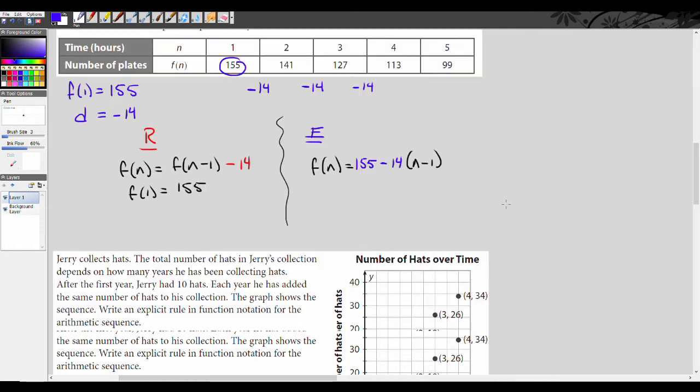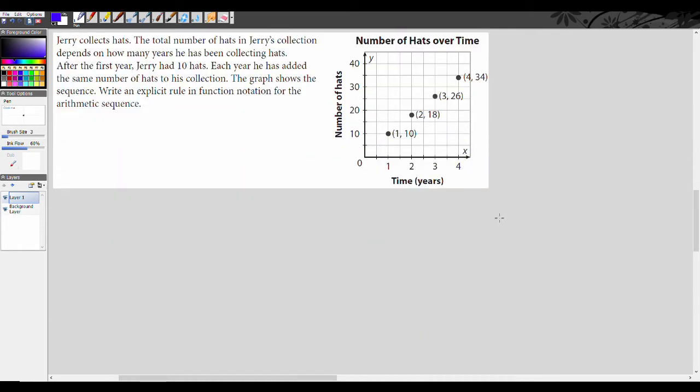All right, next example. We see here we have a graph, number of hats over time. Jerry collects hats. The total number of hats in Jerry's collection depends on how many years he has been collecting hats. After the first year, Jerry had 10 hats. Each year, he has added the same number of hats to his collection. The graph shows a sequence. Write an explicit rule in function notation for the arithmetic sequence. So this time, we only need to write the explicit rule.